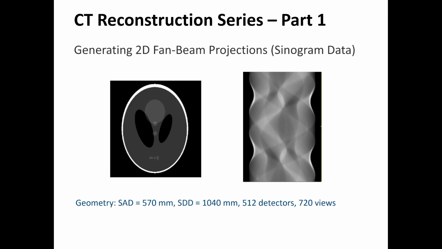The detector is an arc 1040 millimeters away from the source, which is the source to detector distance. We simulate 512 detector beams covering an angular span wide enough to capture the object, and we will collect 720 views over a full 360 degrees.